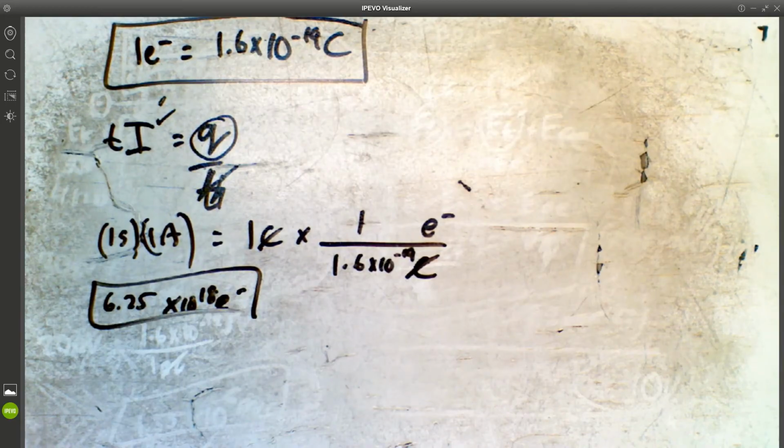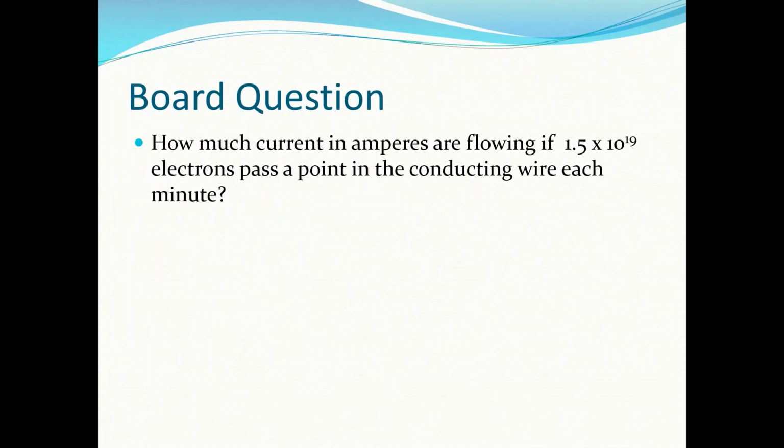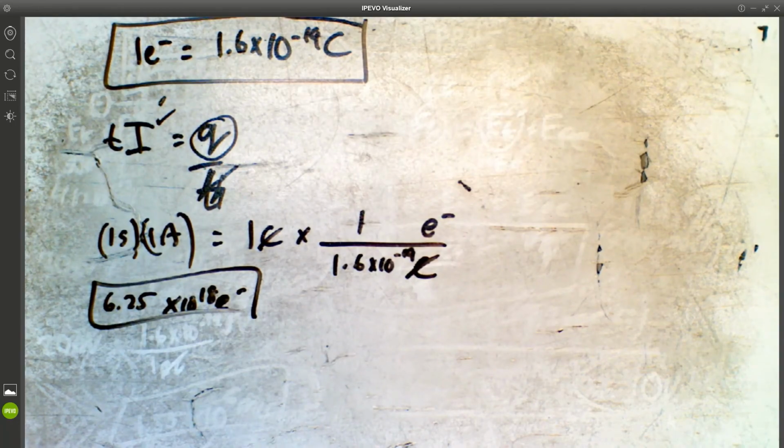Okay. So what I would like you to do is try it. Try it, pause it, see how it goes. Each minute, careful, your units. So I will go through it here. It says how much current in amperes is flowing if 1.5 times 10 to the 19 electrons pass a point in a conducting wire each minute.